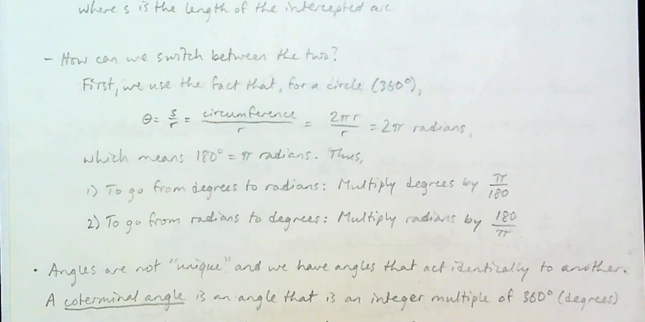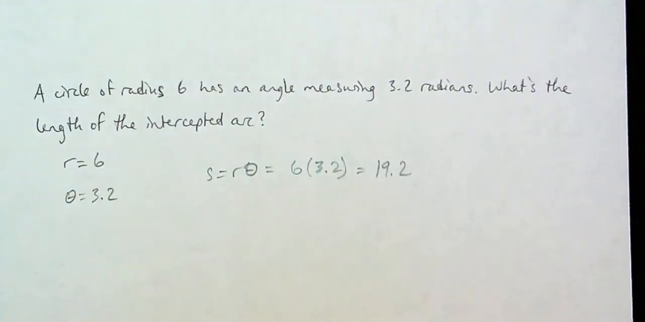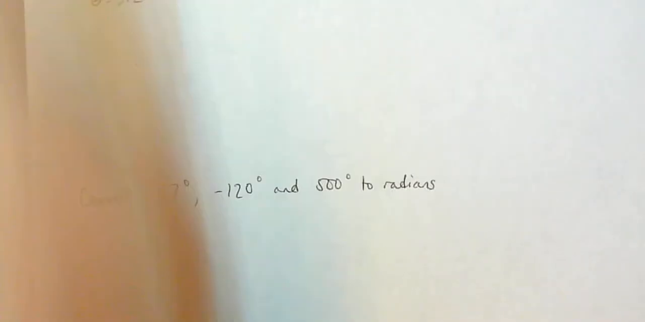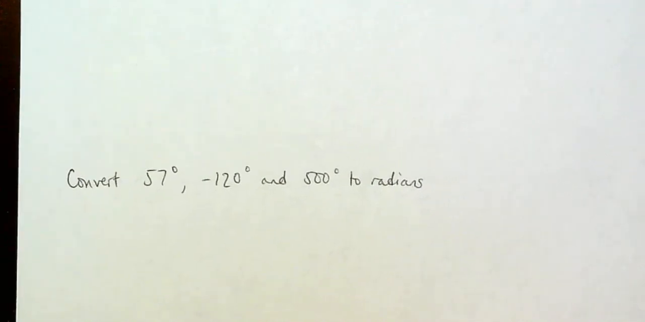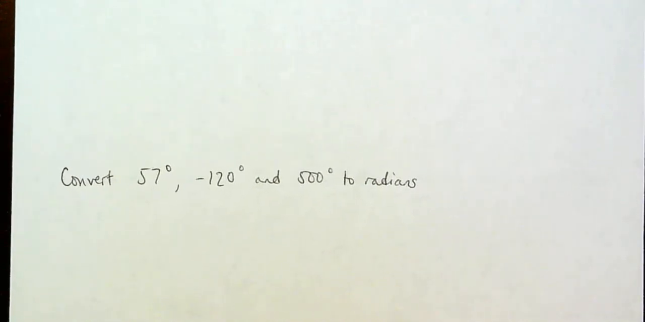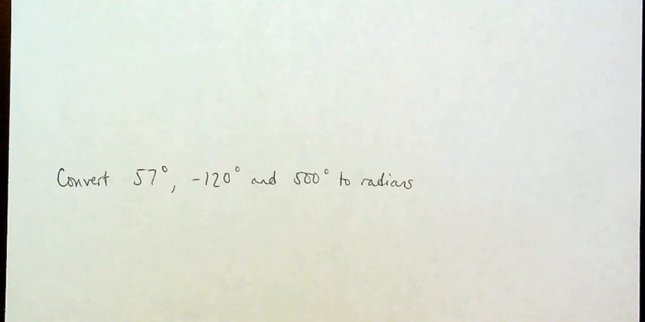So let's do some sample problems there, switching between these forms. So first up here, we're going to convert 57 degrees, negative 120 degrees, and 500 degrees into radians.